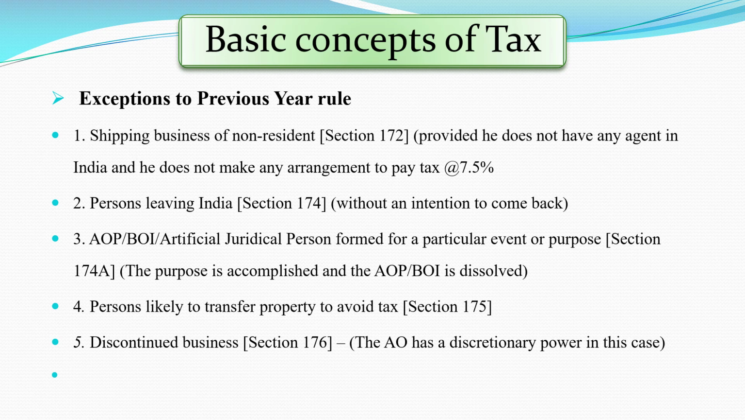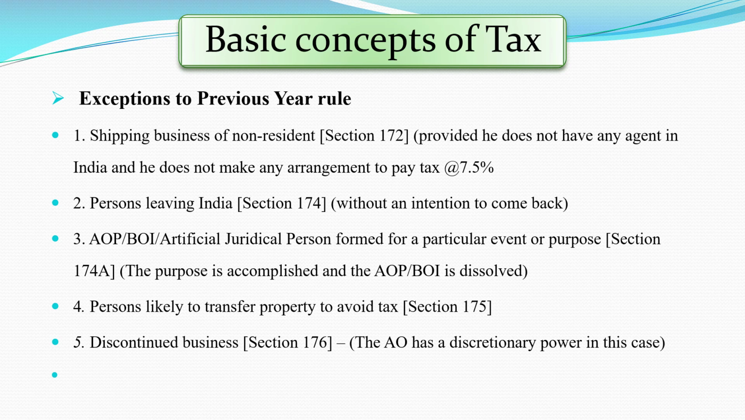The same applies to an AOP, BOI, and artificial juridical person. If these bodies are formed for a particular purpose, then on the accomplishment of that purpose, the income will be taxed in the same year.